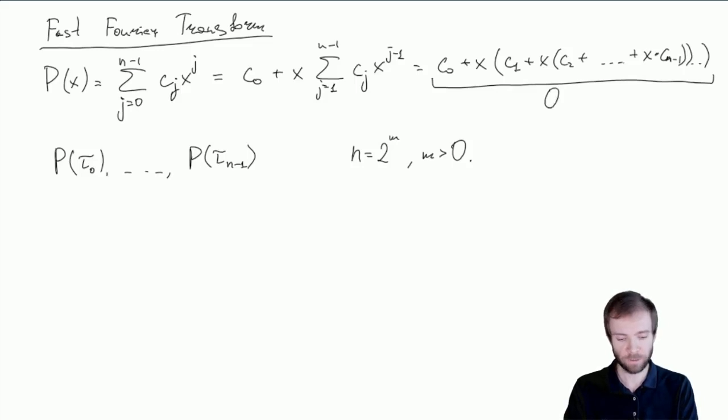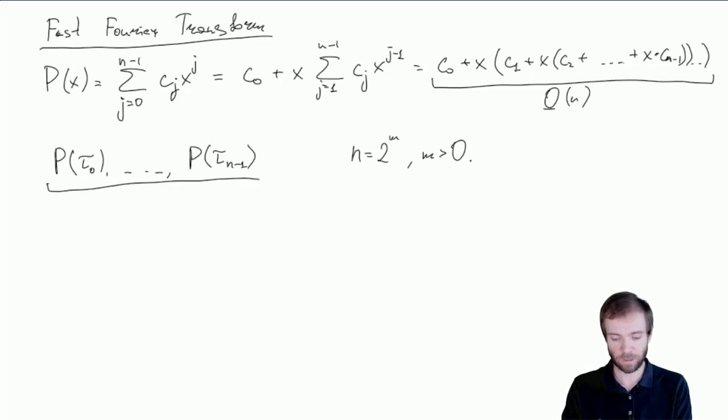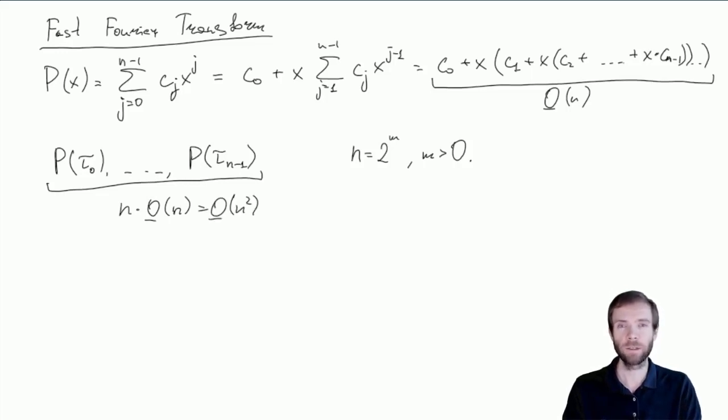How many operations do we have in this formula? Well, we have a linear number of operations in n. A single operation is an addition or multiplication of numbers. So to compute these n values, to evaluate the polynomial at n points, we'll need n times big O of n operations, and that's a quadratic number of operations. So let's see if we can do the same simultaneous computation faster.